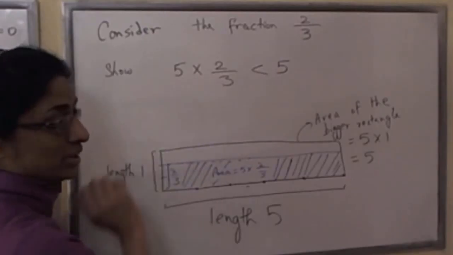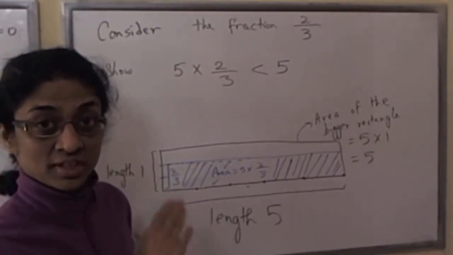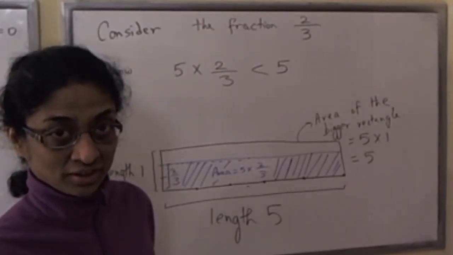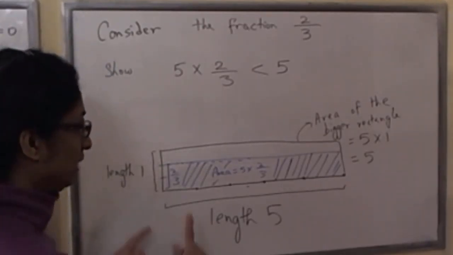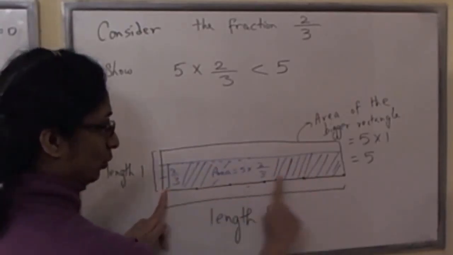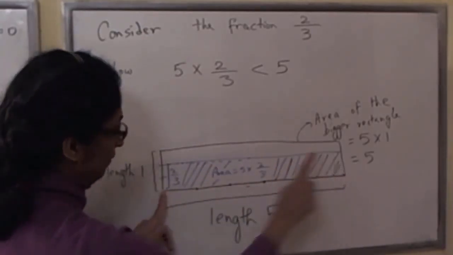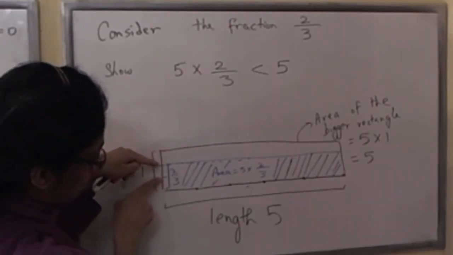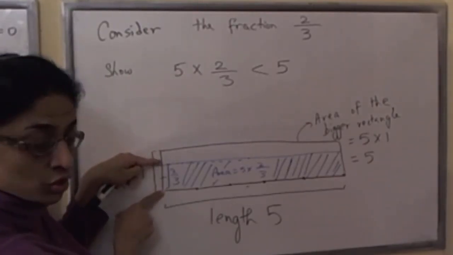How about 5 times 2/3? I know 5 times 2/3 can be interpreted as the area of a certain rectangle. Which one might that be? Here consider this shaded blue rectangle. What is this length? It's 5. What is this length? Well, I've partitioned this one into 3 equal parts. So this length is 2/3.